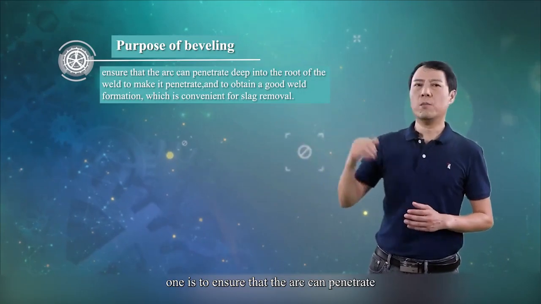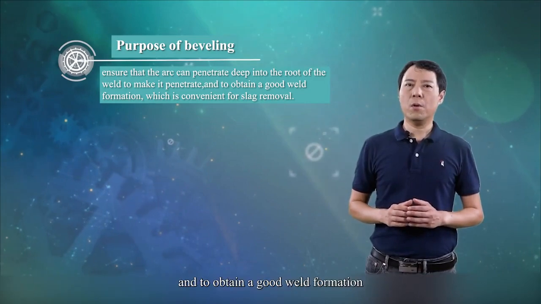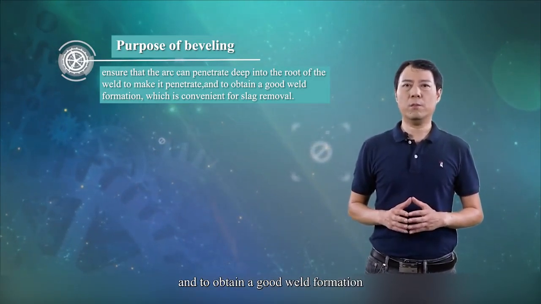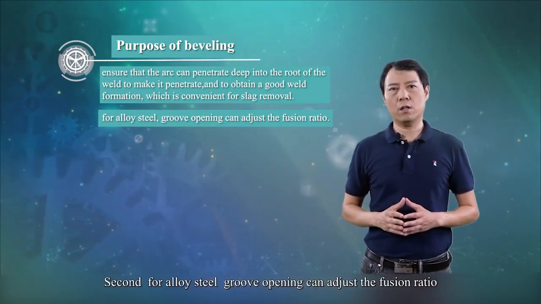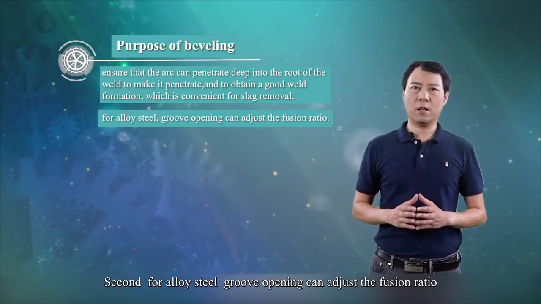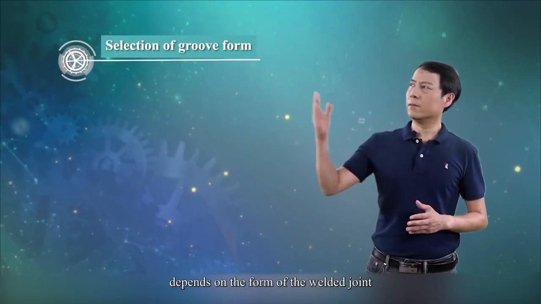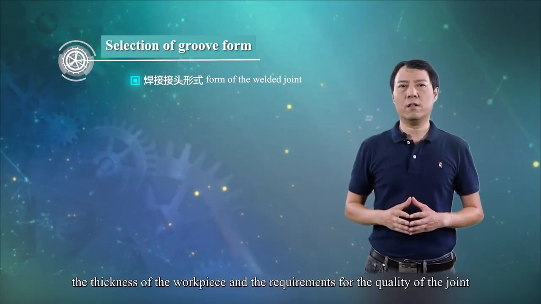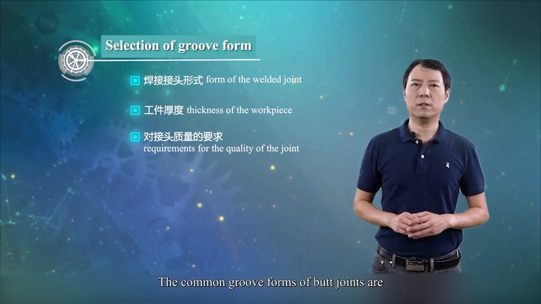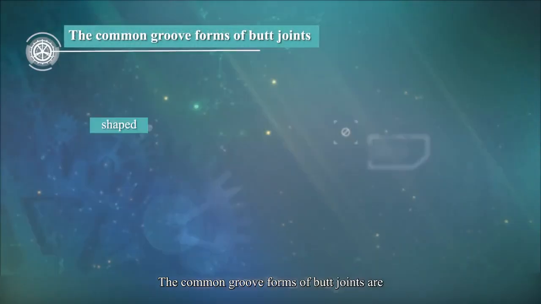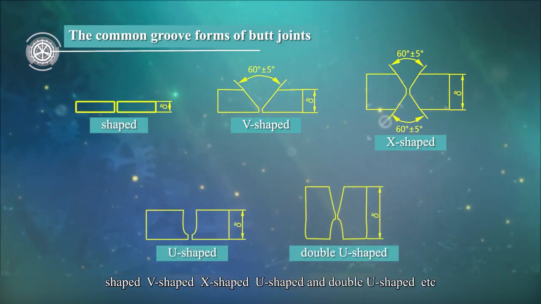One is to ensure the arc can reach the root of the weld to penetrate it and obtain a good weld formation, which is convenient for slag removal. The other is to adjust the fusion ratio of alloy steel. The groove form to be adopted mainly depends on the form of the welded joint, the thickness of the workpiece, and the requirements for joint quality. The common groove forms of butt joints are I-shaped, V-shaped, X-shaped, U-shaped, and double U-shaped, etc.